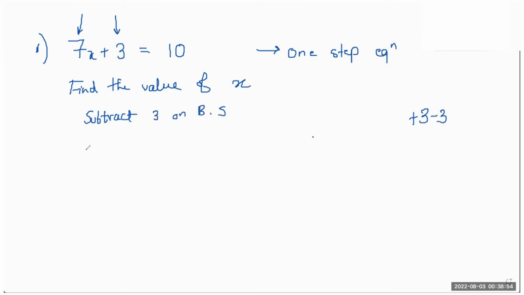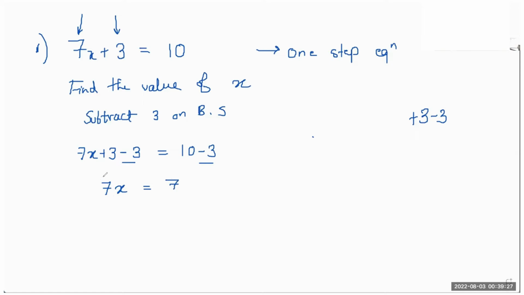What will be the left-hand side? It will be 7x plus 3 minus 3, correct? And what will be the right-hand side? It will be just 10 minus 3. So I've subtracted 3 on both sides. And what does this simplify to? 7x equals 7. Exactly.